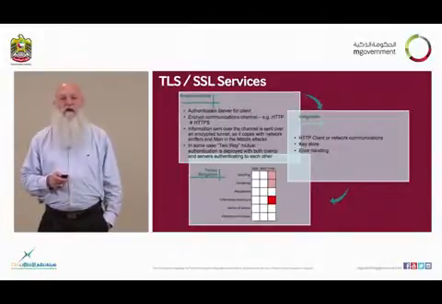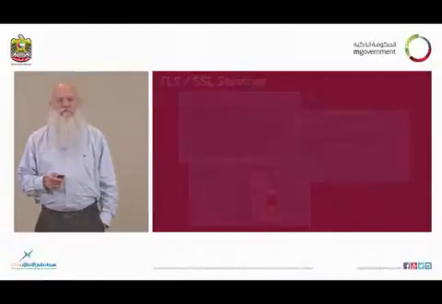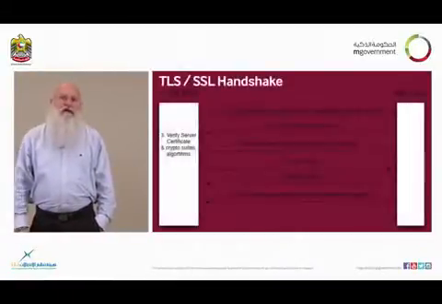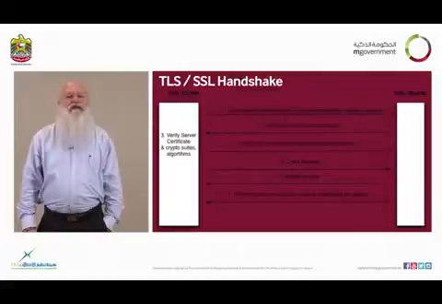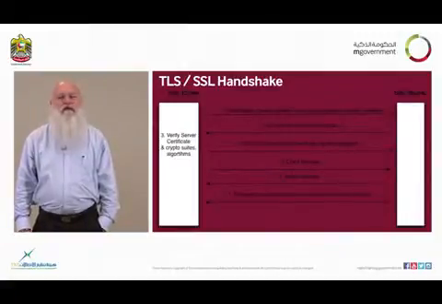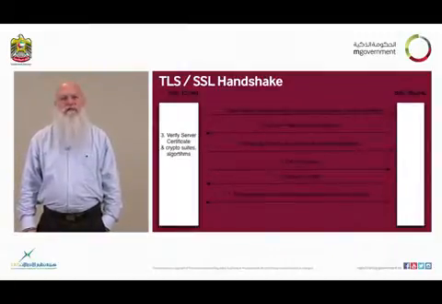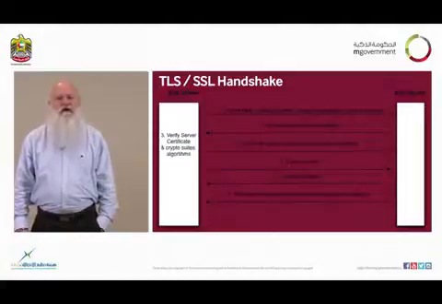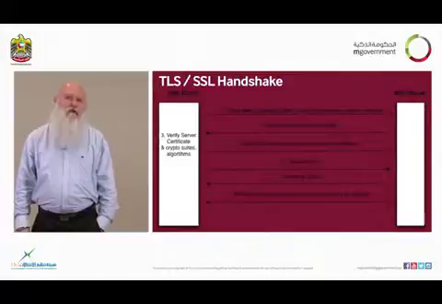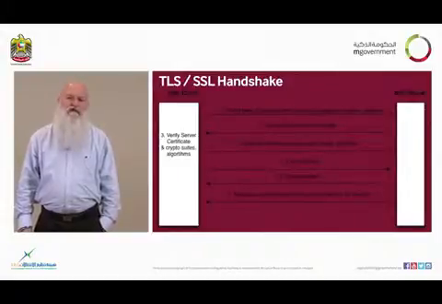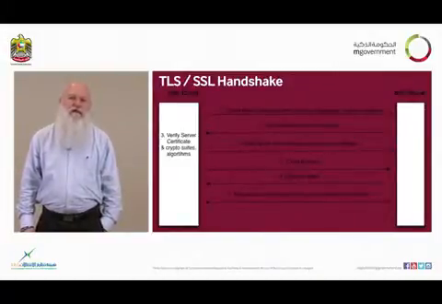Let's look at how that works at the low level. The client initiates the connection with the server. It sends a hello message which contains the SSL or TLS version number in use, the cipher suites supported, an indication of whether the data will be compressed, and some other session information including a random number.